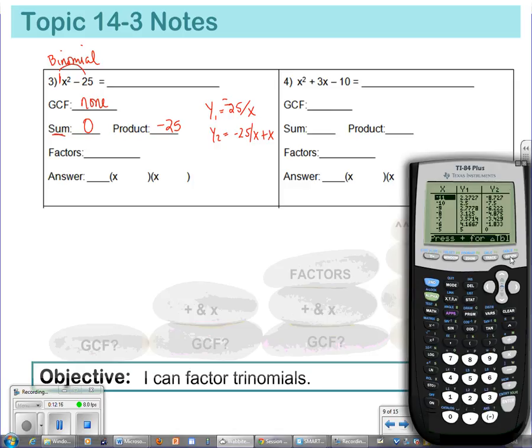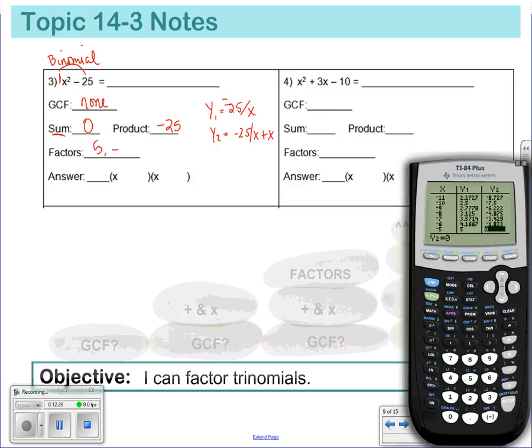Go to my second table. I'm looking for a sum that equals 0, and I can spot it right off the bat. And that is when my factors are 5 and negative 5. So inside, I'll put a plus 5, minus 5. Nothing goes in the GCF.